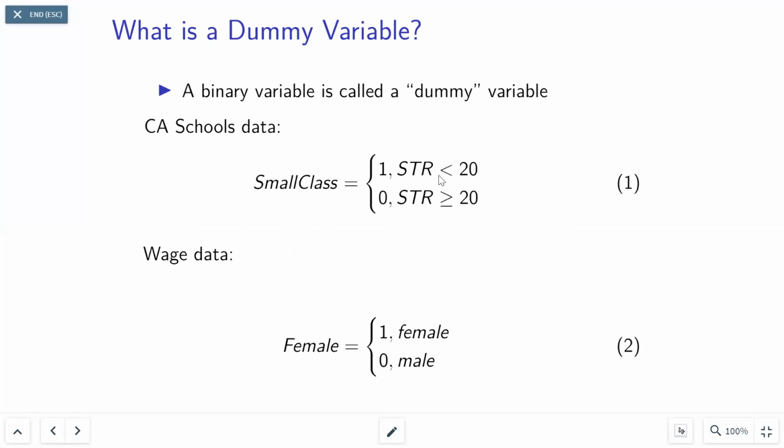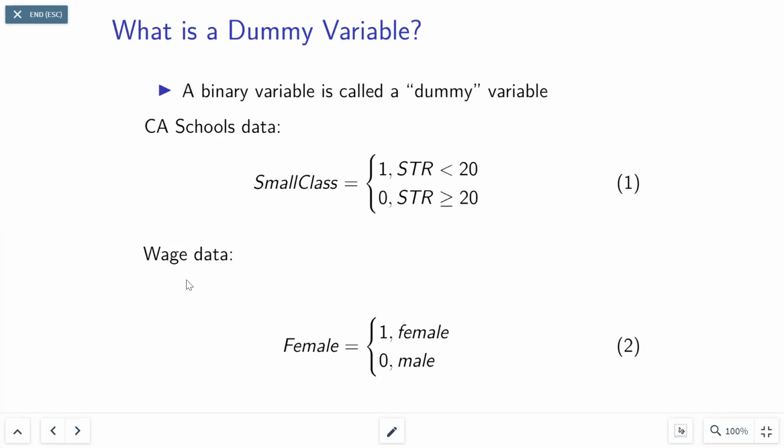If str is smaller than 20, we call it small class. Otherwise, it's not a small class. If the small class dummy is true, that means the small class dummy equals 1. Otherwise, the small class dummy is equal to 0.